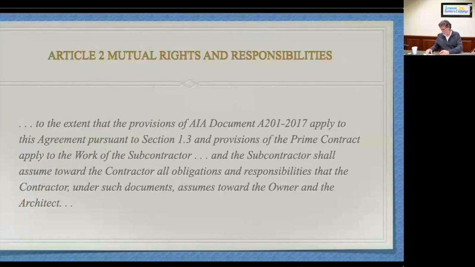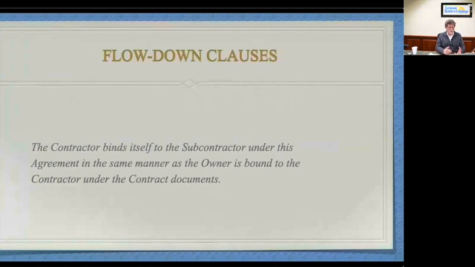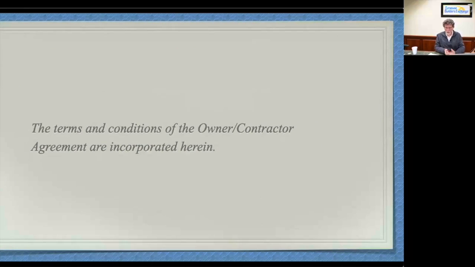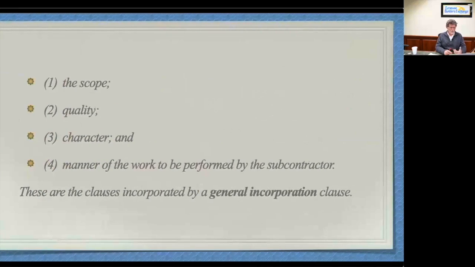AIA language as well, moving to page 23, 24, tells us that to the extent that the A201 owner-contractor agreement applies to our agreement here, our subcontract, then you, the sub, are assuming all the obligations to the contractor that are parallel to what the contractor is assuming with the owner, okay? Which then brings us to flow-down clauses. What are they? What do they do? The subcontractor agrees that portions or all of the contract documents between the owner and the upline entity become part of and incorporated into the subcontract agreement. That's what a flow-down clause is.